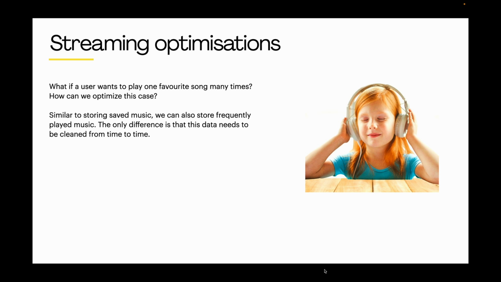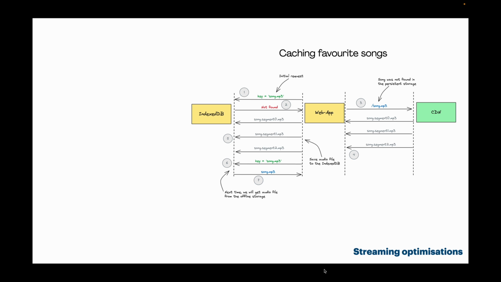Now let's talk about the streaming optimizations. What if a user wants to play a favorite song many times? How can we optimize this scenario? Just as we store saved music, we can also store frequently played music. The only difference is that this data needs occasional cleaning. This means we can turn to our old friend IndexedDB once again. If we discover that a user is replaying a song rather than streaming it, we can download it and save it into IndexedDB. Let's see how it works.